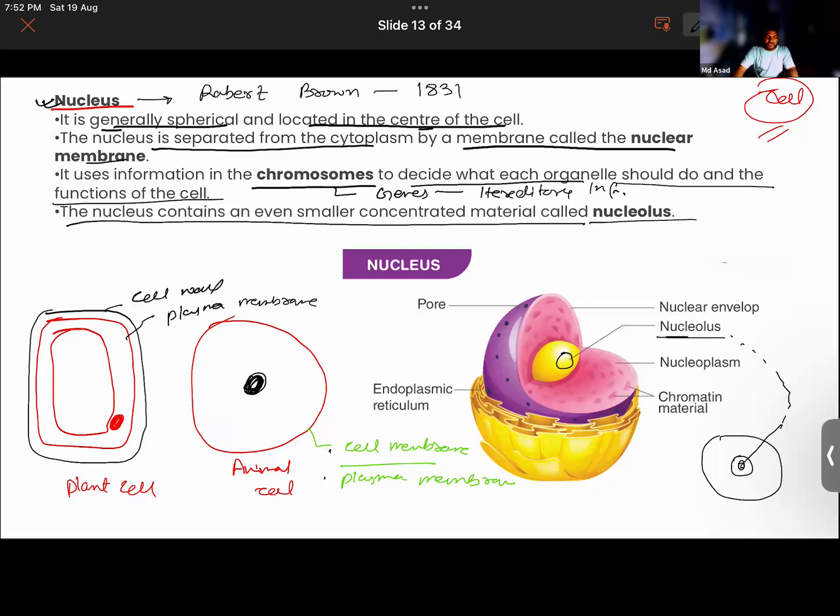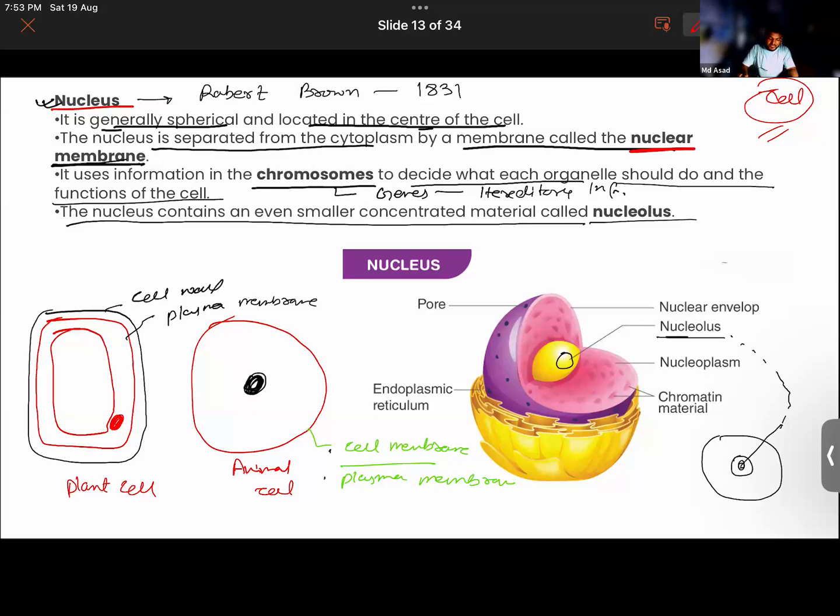So nucleus, you will see, it also is made up of certain other parts. Like what? You wait to see. The nucleus also has got an envelope over it that we call as nuclear membrane.